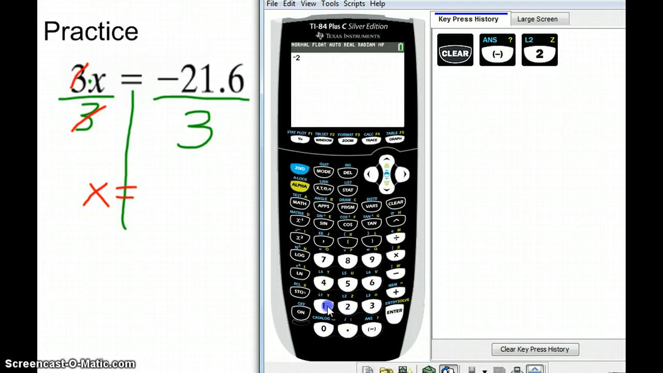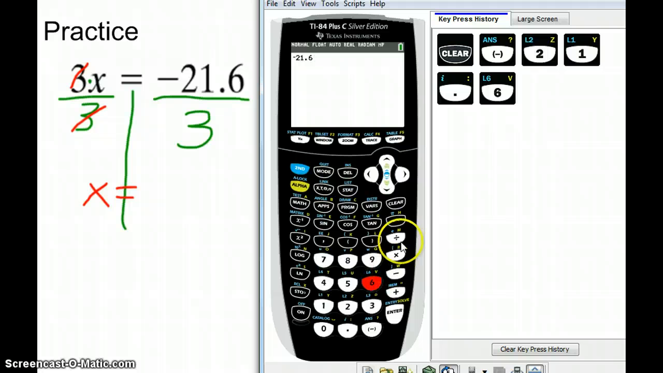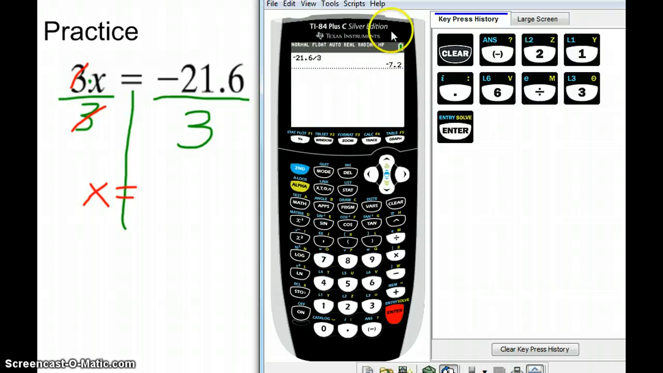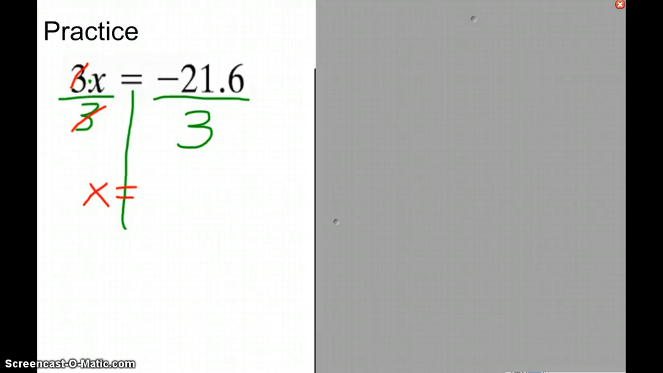Negative 21.6 divided by 3. We hit enter, and we get a negative 7.2. Now I hope most of you knew that it was going to be a negative because the signs are different, so we know it's going to be a negative answer. And how many 3's can we fit into negative 21.6? We can fit negative 7.2 of them in there.